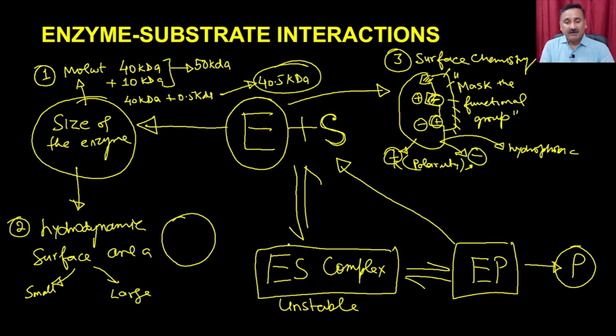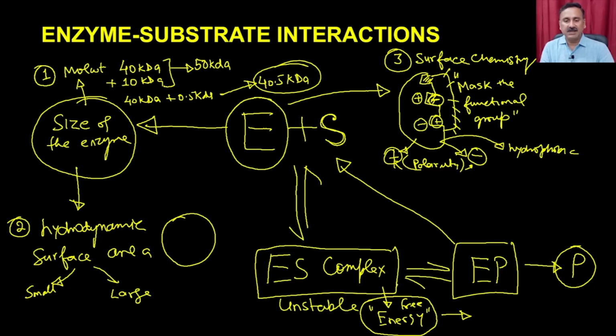Apart from that, when the enzyme is interacting with the substrate, it also changes the energy level of the enzyme. So it's going to bring a lot of changes in the free energy of the molecule, right? And all these properties: the first is it's going to change the size, so the molecular weight is going to change. The second is the hydrodynamic surface area, so there will be an increase or decrease in size. The third is it's going to change the surface chemistry, and the fourth, it is going to play with the free energy of the molecule. So there will be modulation of the free energy as well.